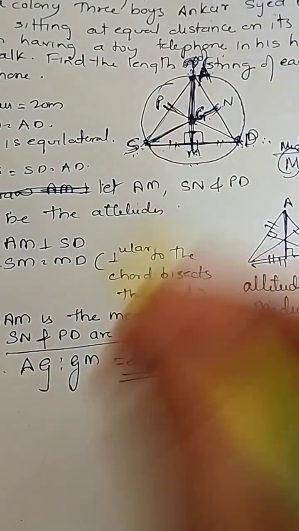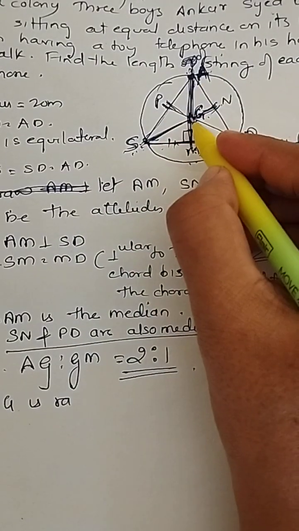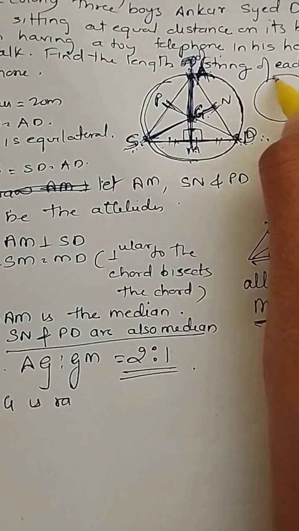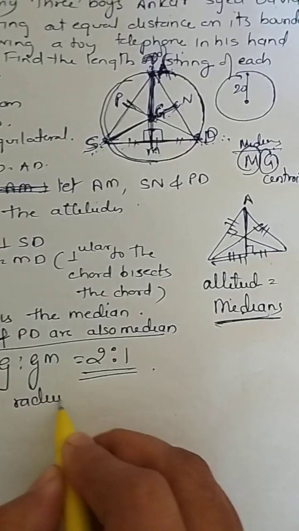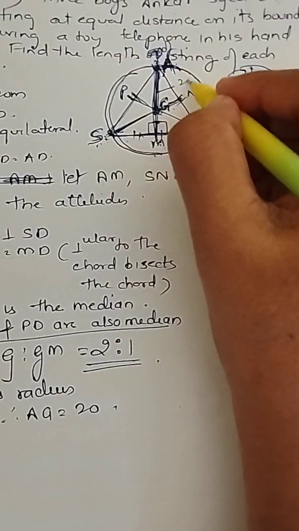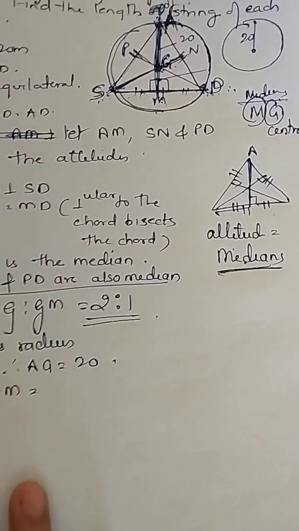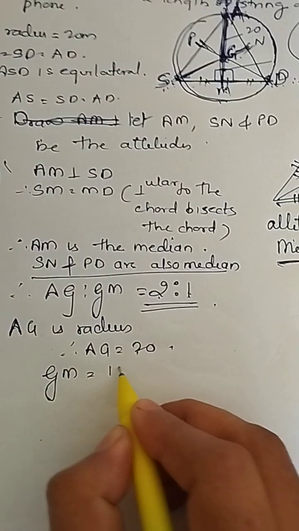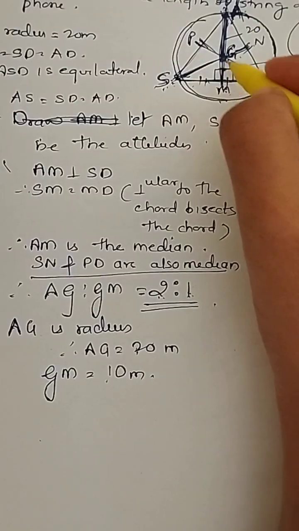Now how much is AG? AG is the radius, right? AG, SG, GD are the radius. See, this is the circle, and this becomes the radius. So radius is 20. Therefore, AG is equal to 20. So this is 20, which means what is GM equal to? GM will be equal to 10 meters, right? 2:1. If this is 20, this is 10.